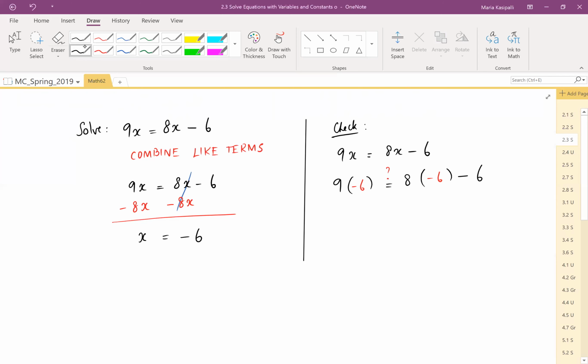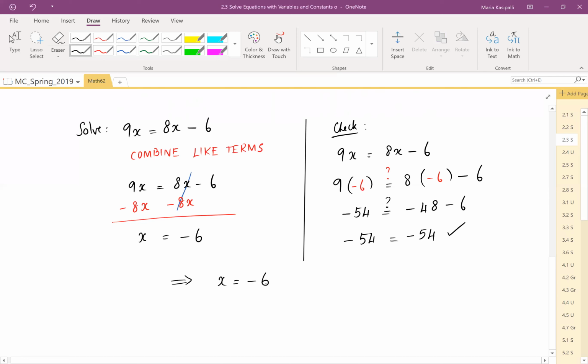Okay, let's work on the left side. 9 times -6 is -54, equals, put a question mark. 8 times -6 is -48 minus 6. -54 equals -48 minus 6. Add the numbers, you get 54. Take the common sign, which is negative, and this is a true statement. This implies x equals -6. That's our answer, box it.